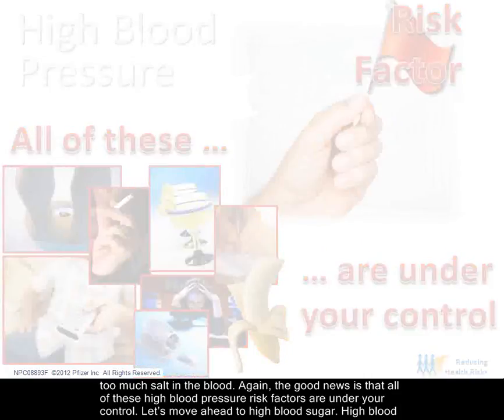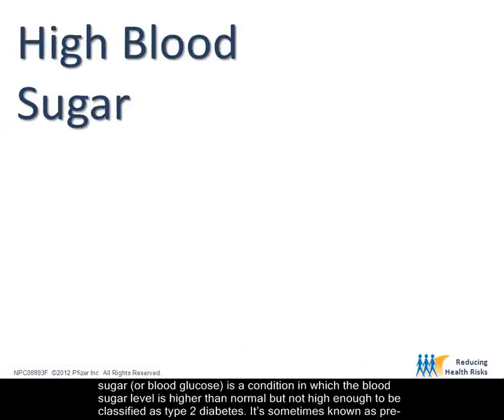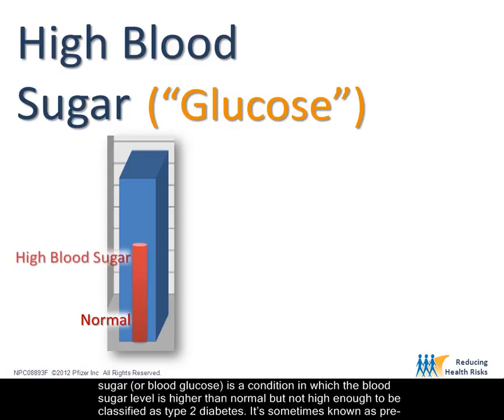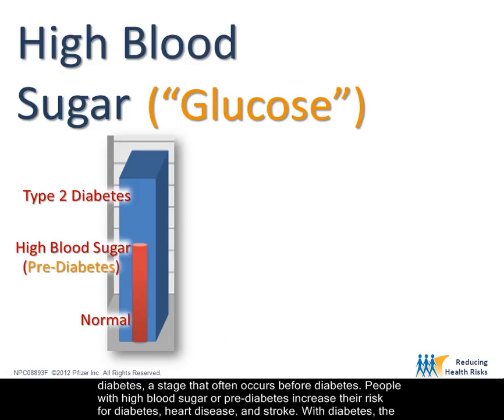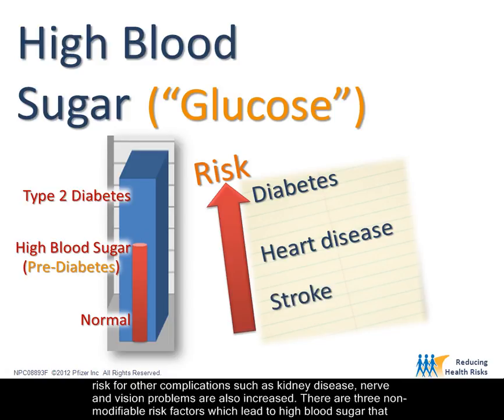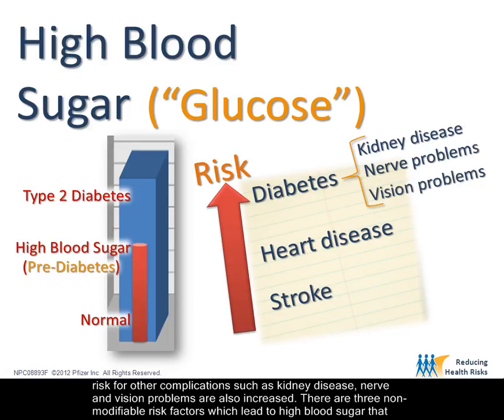Let's move ahead to high blood sugar. High blood sugar, or blood glucose, is a condition in which the blood sugar level is higher than normal, but not high enough to be classified as type 2 diabetes. It's sometimes known as prediabetes, a stage that often occurs before diabetes. People with high blood sugar, or prediabetes, increase their risk for diabetes, heart disease, and stroke. With diabetes, the risk for other complications, such as kidney disease, nerve, and vision problems, are also increased.